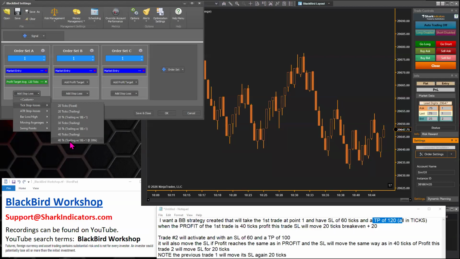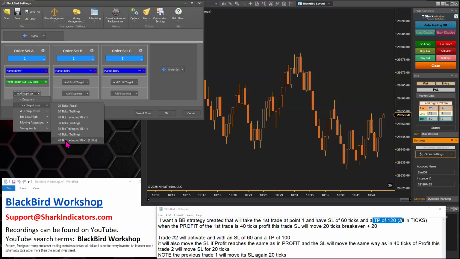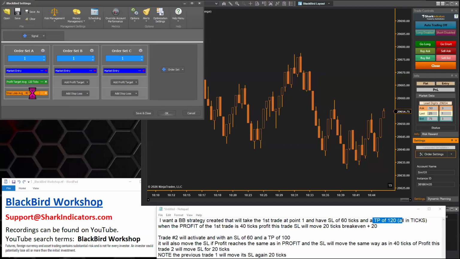But I'm going to go with, I think this 40 tick with trailing and the break even is pretty close to what we have in mind here, right? So when there's 40 ticks of profit, then we're going to move that stop loss to break even plus 20. So this will get us in the ballpark, and we just have to adjust the numbers here. So let's go with that.